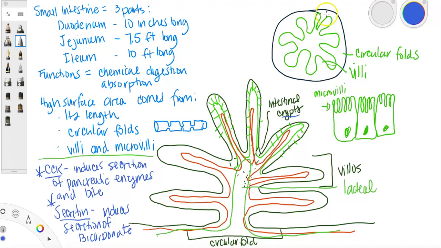All right, and don't forget, remember, these are simple columnar cells, and they are going to have microvilli on them as well. Okay, all right, so that's how that looks. So that's what comes from here. All right, so now we can talk about what actually happens there.